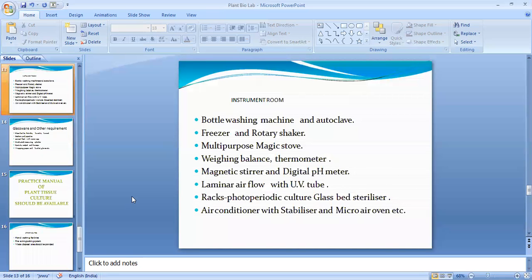In the instrument room: bottle washing machine, autoclave, freezer, rotary shaker, multipurpose magic stove, weighing balance, thermometer, magnetic stirrer, digital pH meter, laminar airflow with UV tube, photoperiodic culture racks, glass bead sterilizer, air conditioner with stabilizer, and microwave oven, etc.